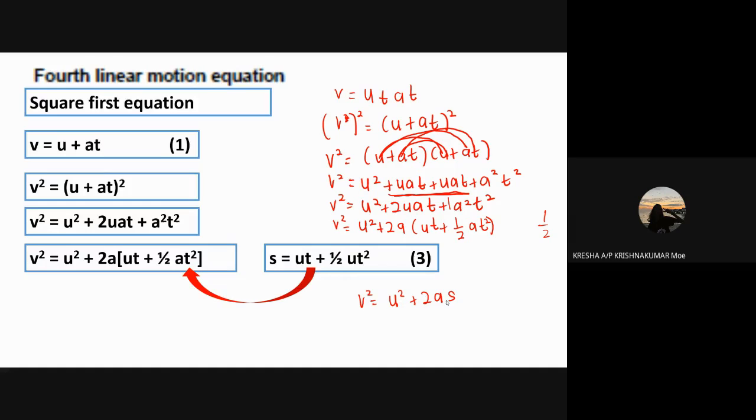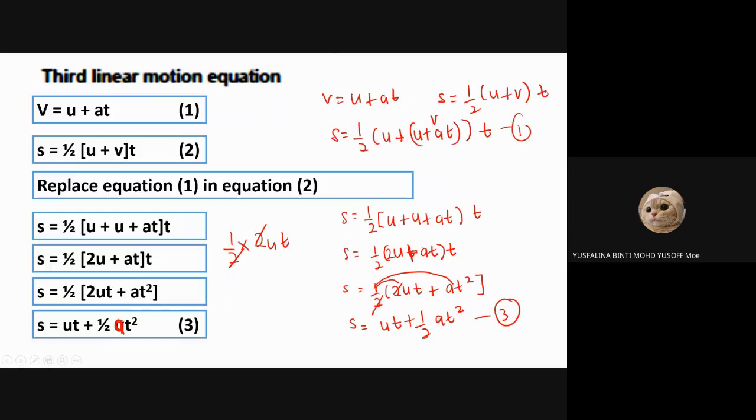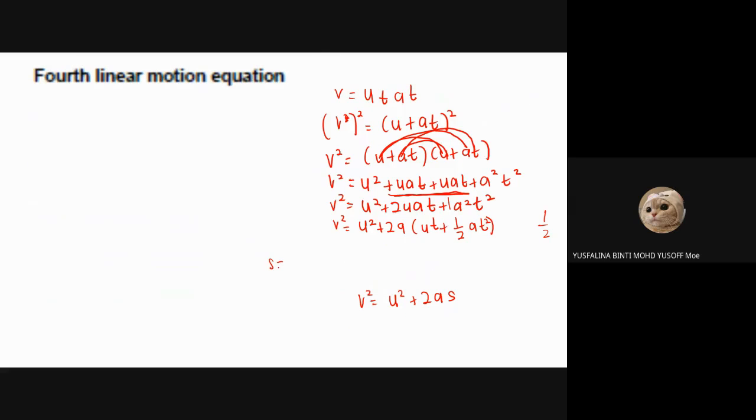How does the V square equal to U square plus 2A, that thing, work? I don't know how you changed it. All right, how do I change it? Remember the third equation that we just derived. This one is S equals UT plus half AT square, right? So S equals UT plus half AT square. So can you see this one is the same, right?